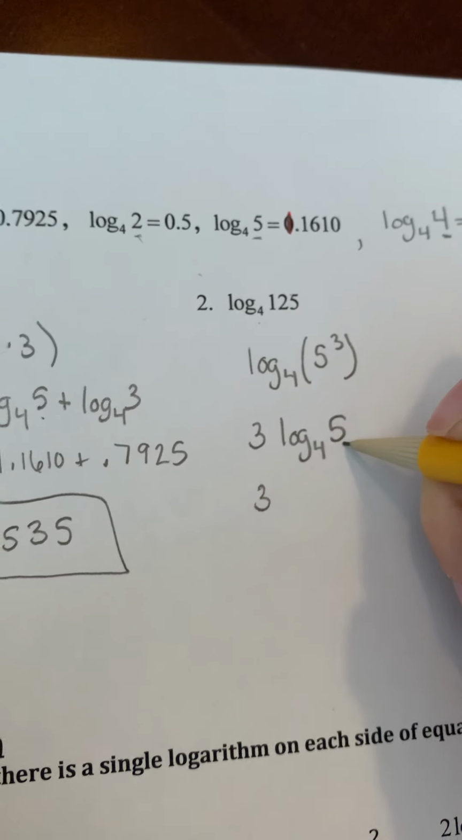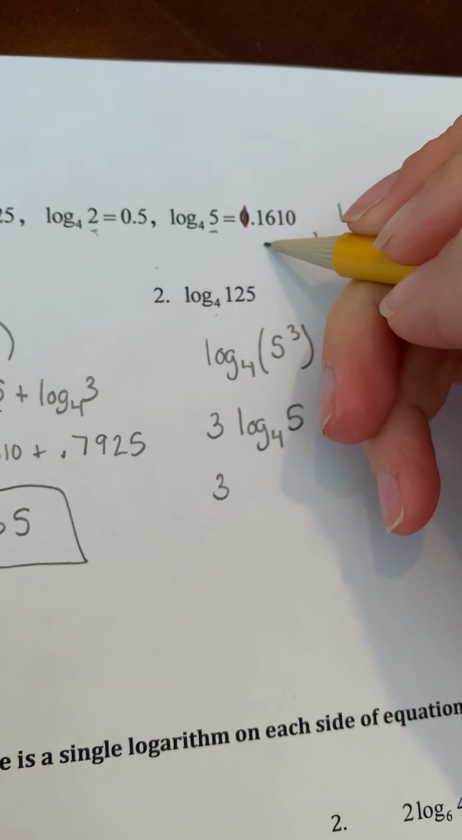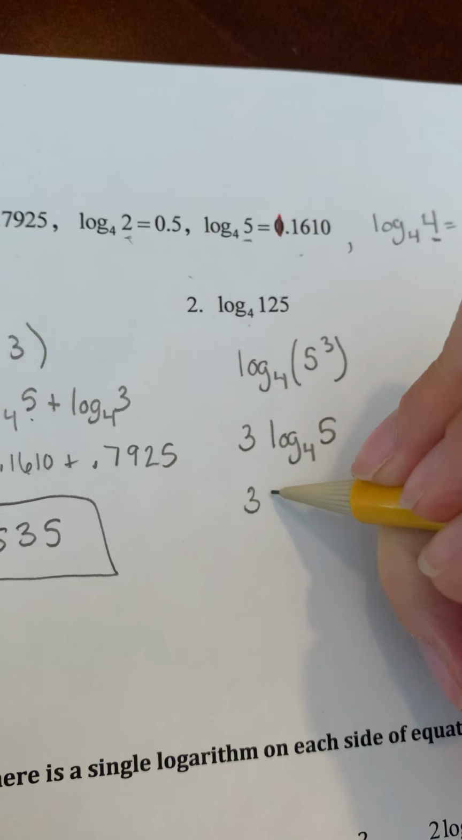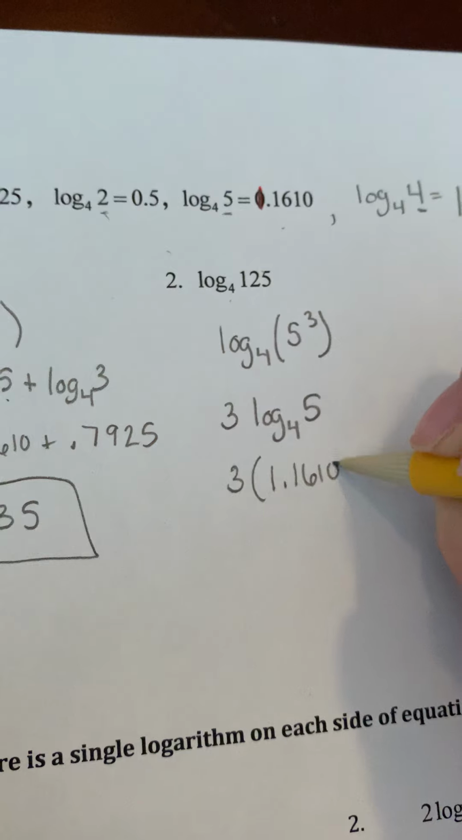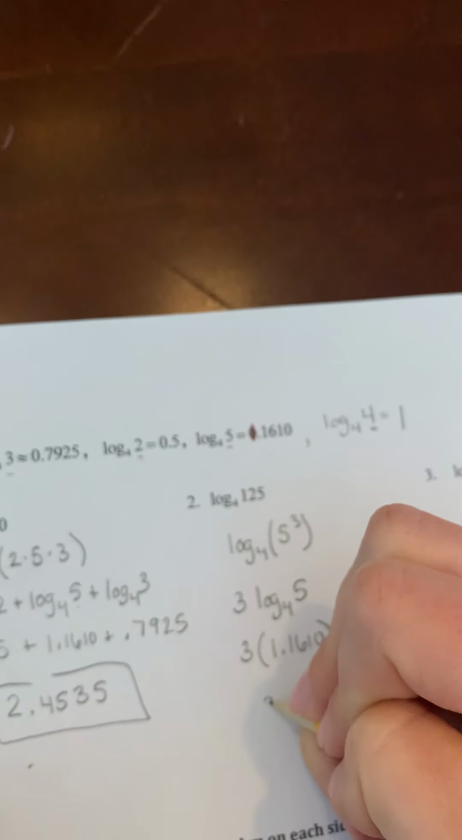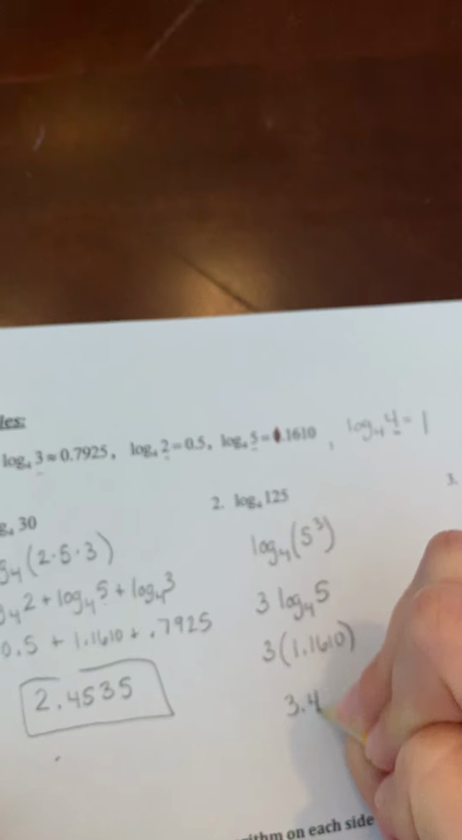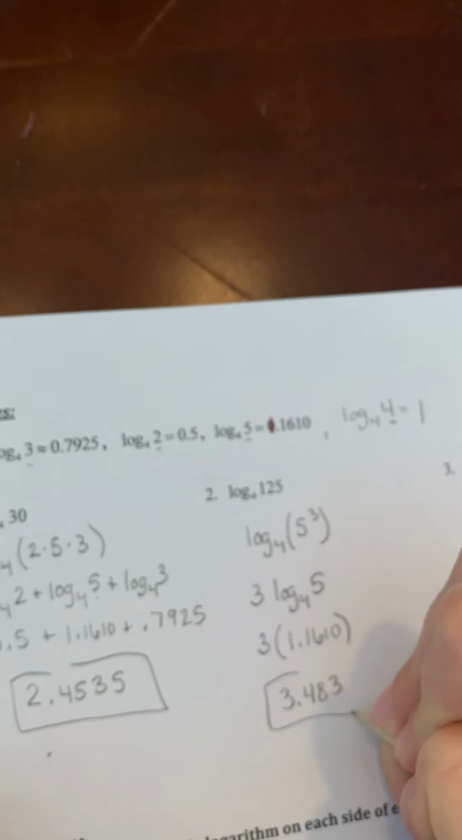Substitute in. We know log base 4 of 5 is 1.1610. So this is now saying 3 times 1.1610. And we will multiply that, and it gives us approximately 3.483.